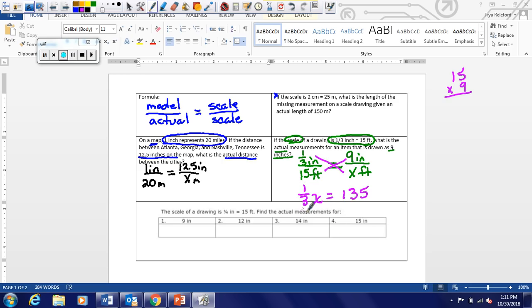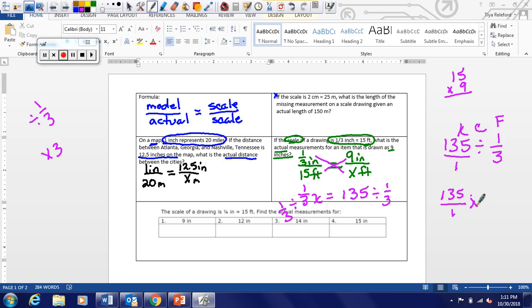Now you need to divide by 1/3. Dividing by 1/3 is the same as multiplying by 3. I don't know about you, but I would prefer to multiply by 3. If I don't, I'm dividing by 1/3. Keep, change, flip. And I'm still multiplying by 3. So X equals 405.